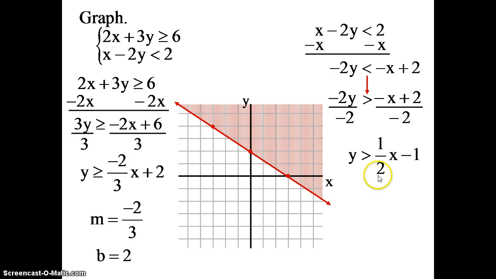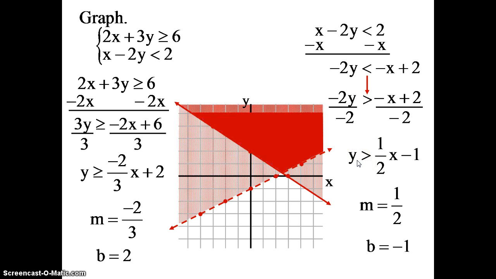And now I know my m and my b. So begin here at negative 1, and we're going to count our slope, rise 1, run 2, rise 1, run 2, and we can also go in the opposite direction, down 1 and to the left. And of course, because we have just a greater than symbol, there's no equal to under it, it's a dashed line or a dotted line. And we're going to be shading up. And there is our solution.